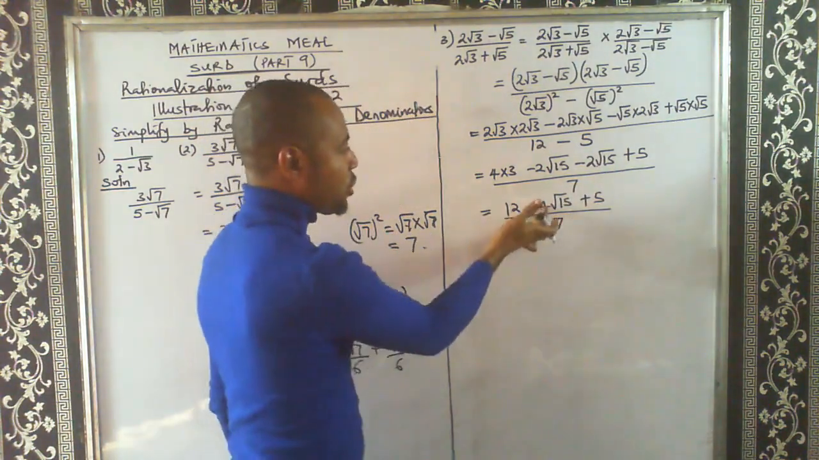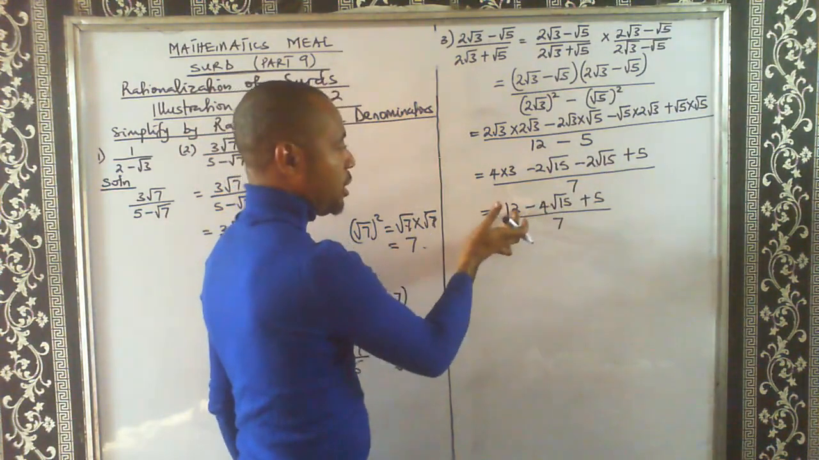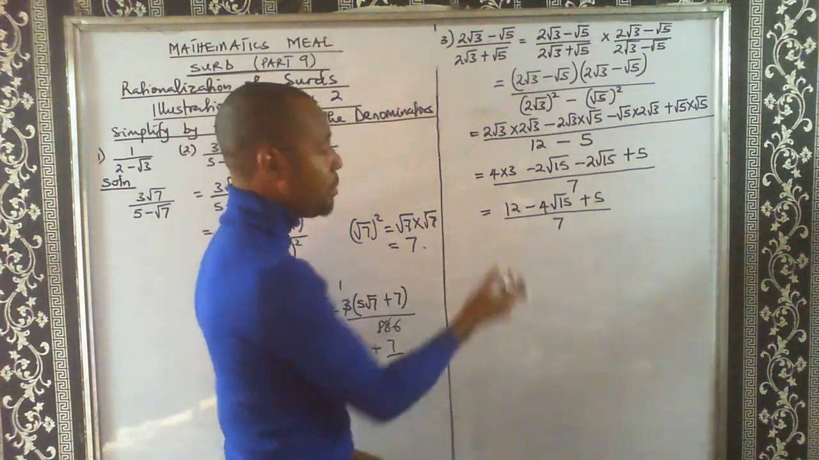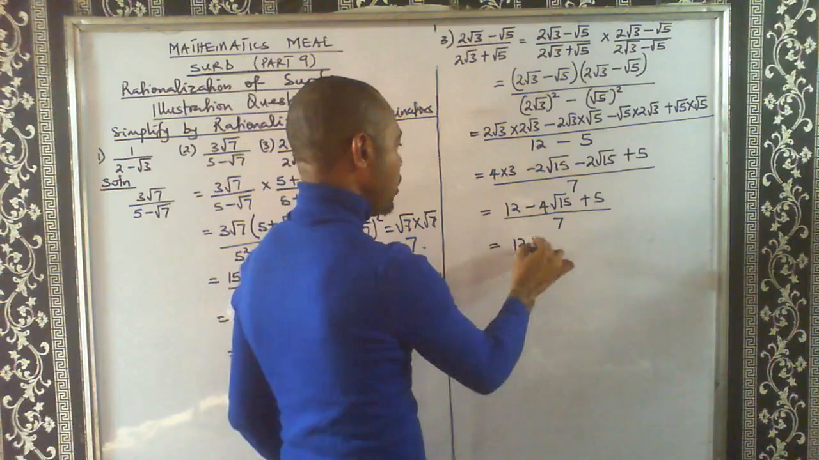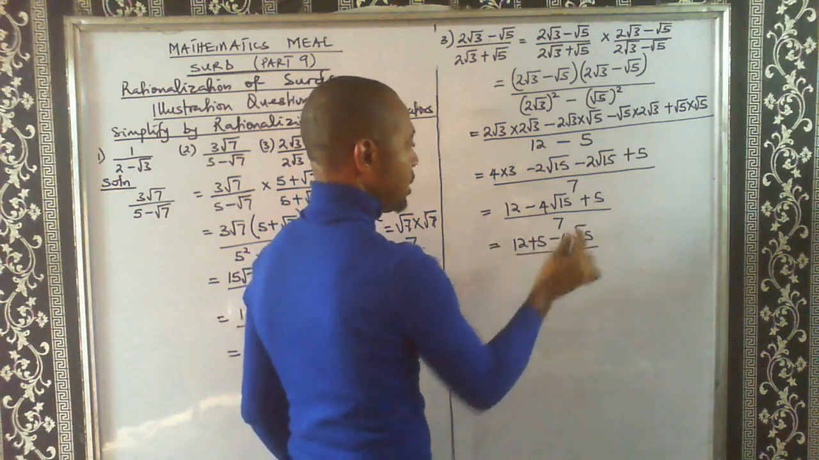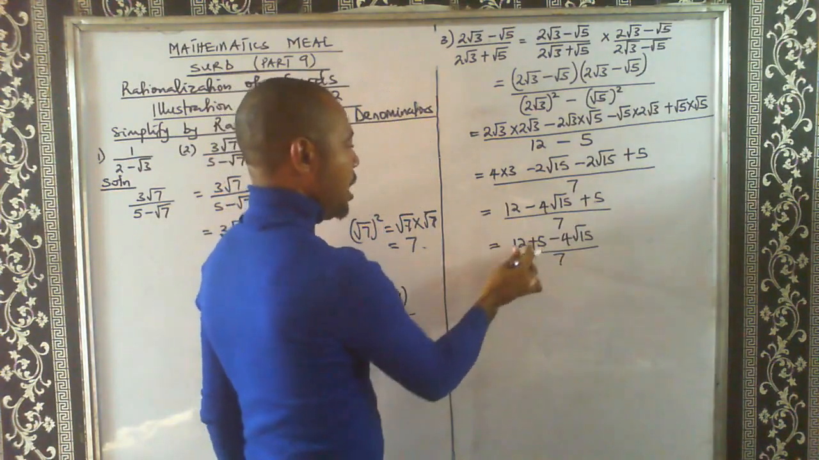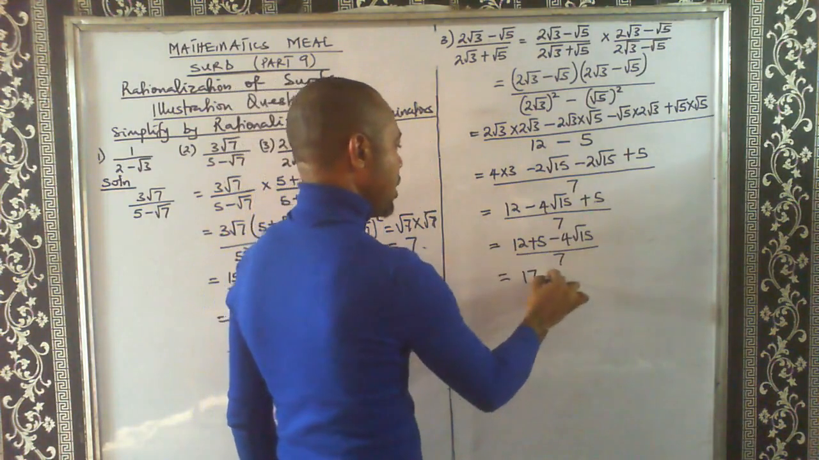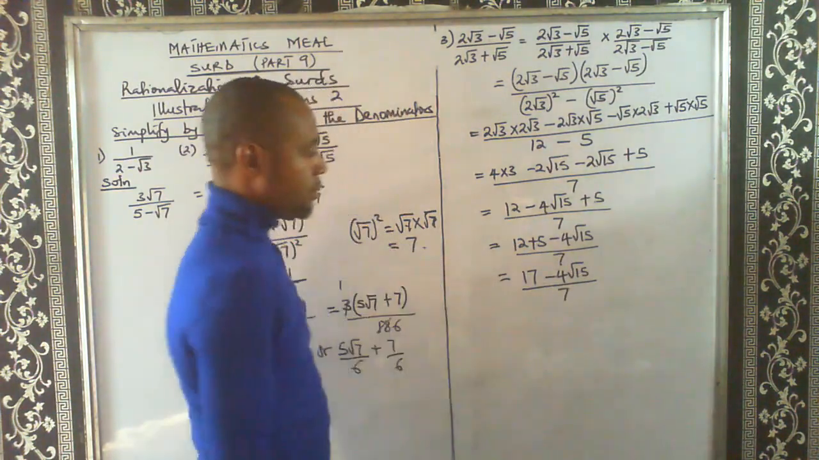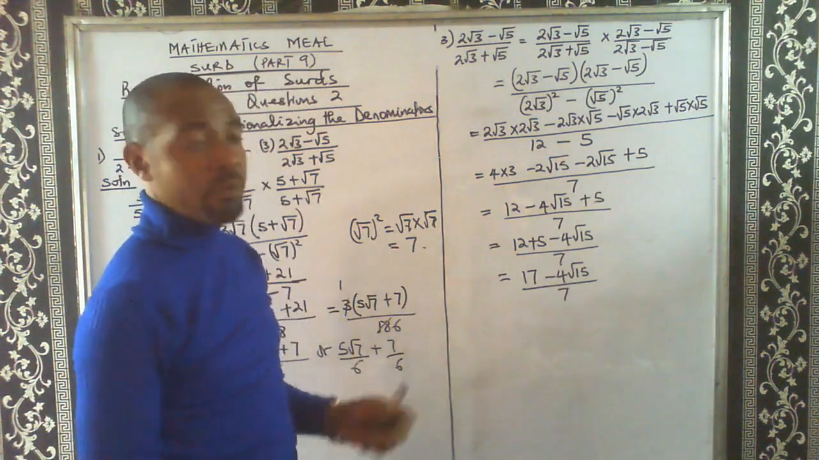I cannot use this to subtract this because they are not like terms. This is a surd, but this is an ordinary number. But 12 and 5 are ordinary numbers, so we can add them. So this should be 12 plus 5 minus 4 root 15 divided by 7. I just brought this closer to this. So now I have 12 plus 5 to give us 17 minus 4 root 15 divided by 7. Okay? There's no common factor here. So you see, we cannot simplify further.